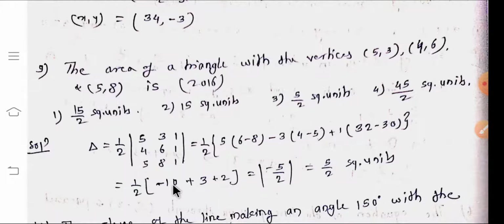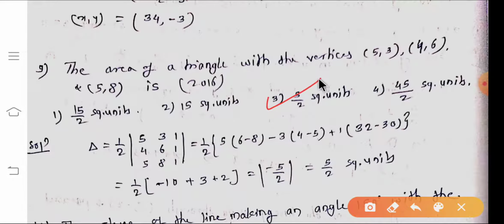But area is always positive. So we take the modulus of that value, minus 5 by 2, giving 5 by 2 square units, because there is no negative value. So this is the right option, because area will always take a positive value.